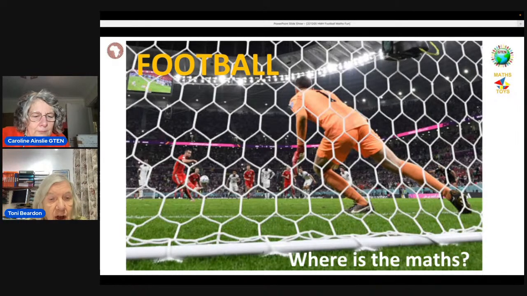In this picture, what maths do you see, Caroline? Well, I see lots of hexagons that tessellate. That's the net. I'm fixated on the direction all the footballers are looking. Even if the ball were missing from the picture, you could play a game where you guess where the football is.